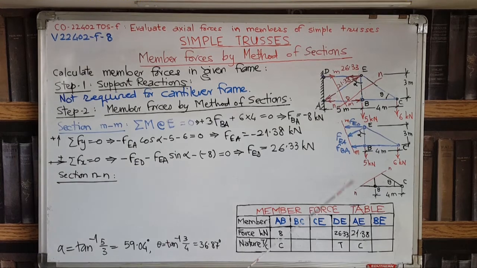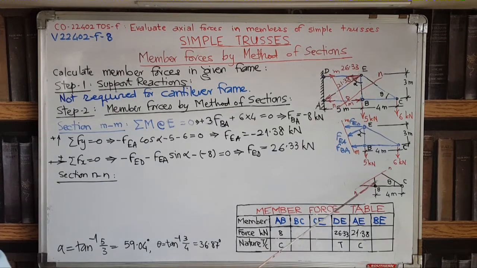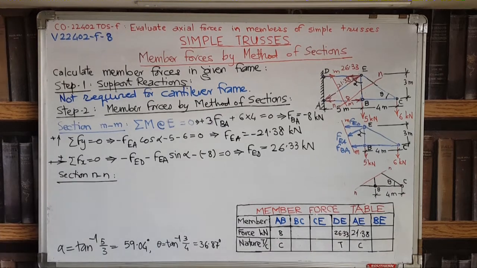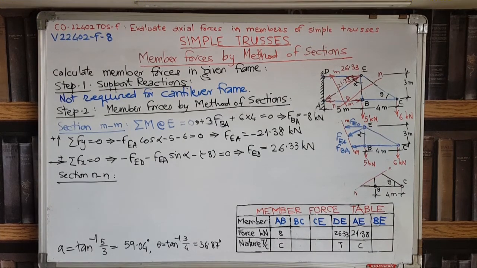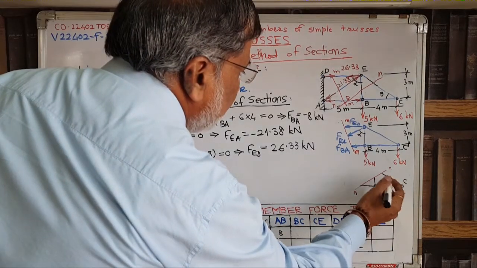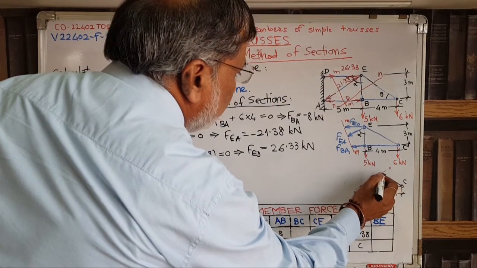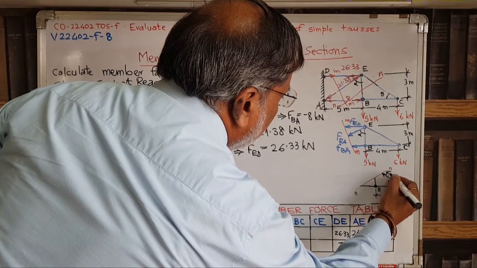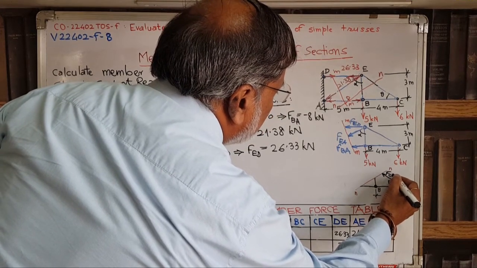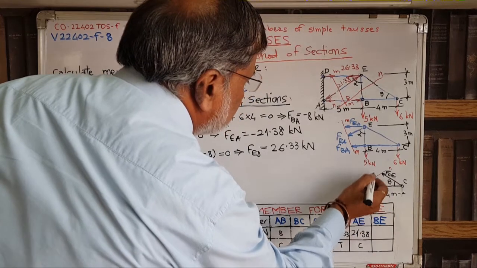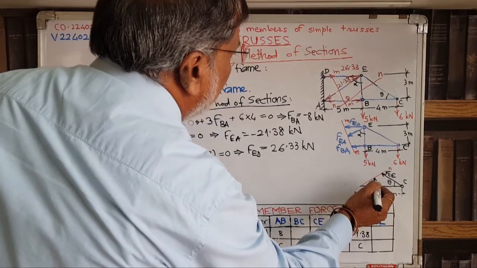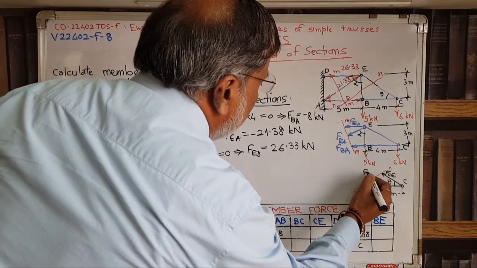So we can see that section NN here, and we can see the right side cut part of the frame. So we will show all the forces in this cut part. So this member is cut and that force is unknown. So we will assume its direction away from the joint. It is FCE. This is cut and its direction is not known. So we will assume it away from the joint, and this is FBE.